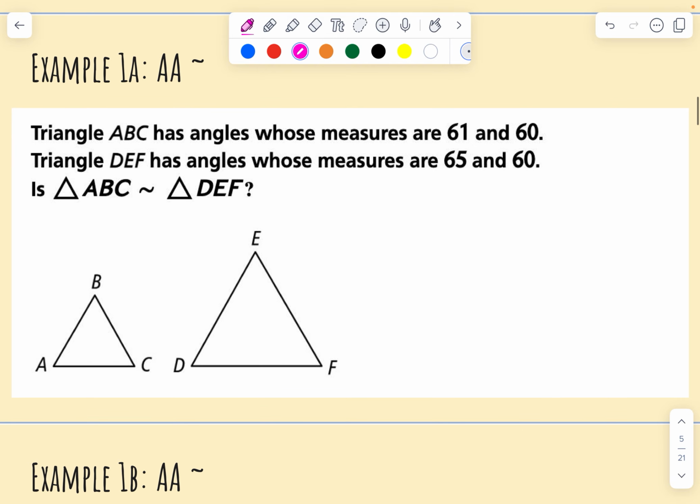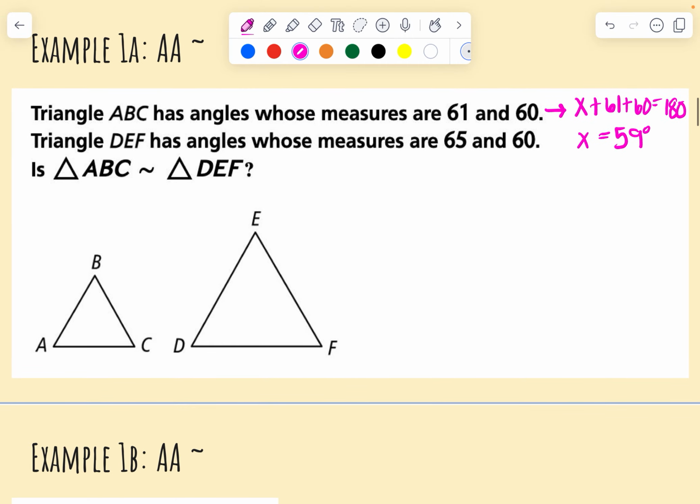So let's look here. Triangle ABC has angles whose measures are 61 and 60. Triangle DEF has angles whose measures are 65 and 60. Are they similar? Well, here we know that all 3 angles need to add to 180 degrees. So I know that X plus 61 plus 60 is 180. If I solve for X there, I would get that the last angle is 59 degrees.